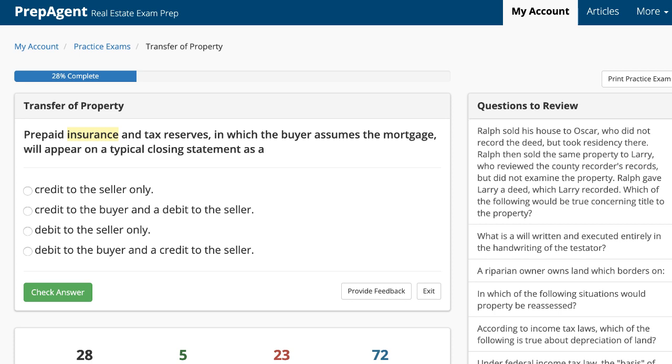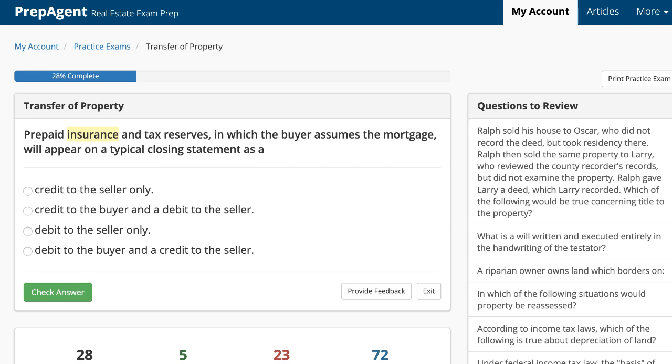Prepaid insurance and tax reserves in which the buyer assumes the mortgage will appear on a typical closing statement as A, credit to the seller only, B, credit to the buyer and debit to the seller, C, debit to the seller only, or D, debit to the buyer and a credit to the seller. And I'll read this again.